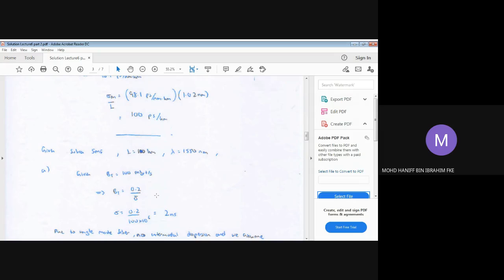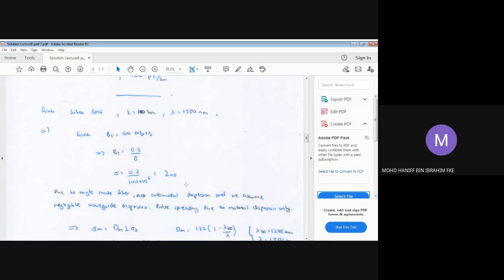So we know that we are referring to the RMS value, so the bit rate should be based on this equation, 0.2 over sigma. For this, the sigma, which is the RMS material pulse rate, should be 0.2 divided by the BT, which is 100 megabit. So we're going to get the sigma as 2 nanoseconds. So this should be the pulse rate, yeah? That should be the pulse rate of your fiber due to material dispersion.